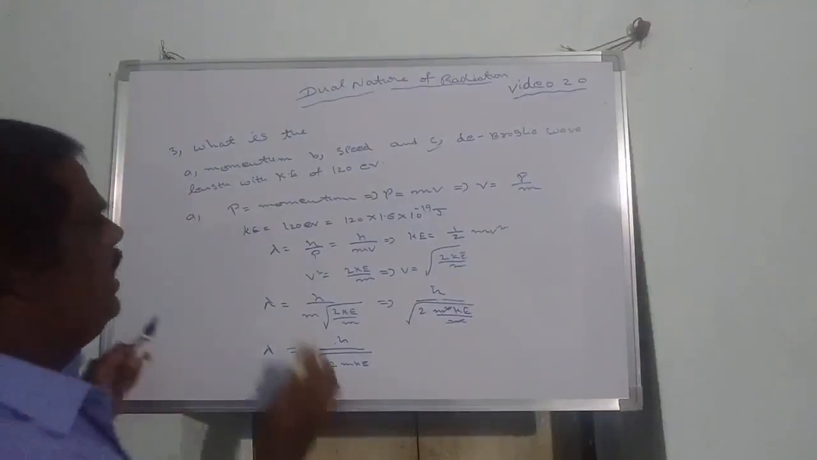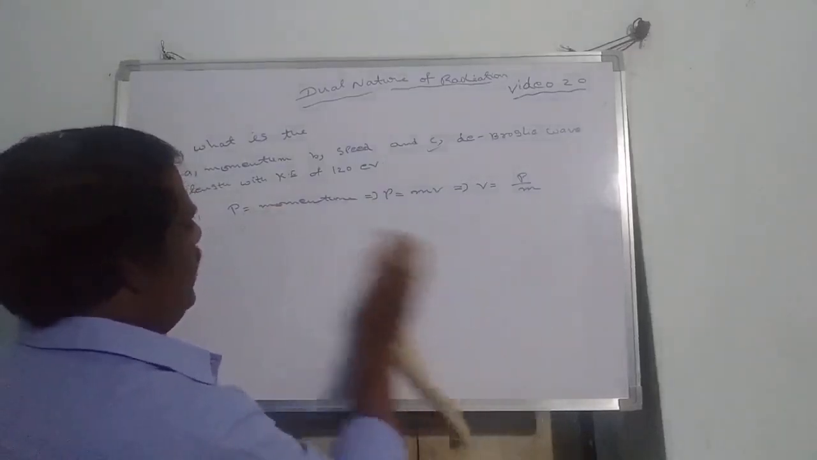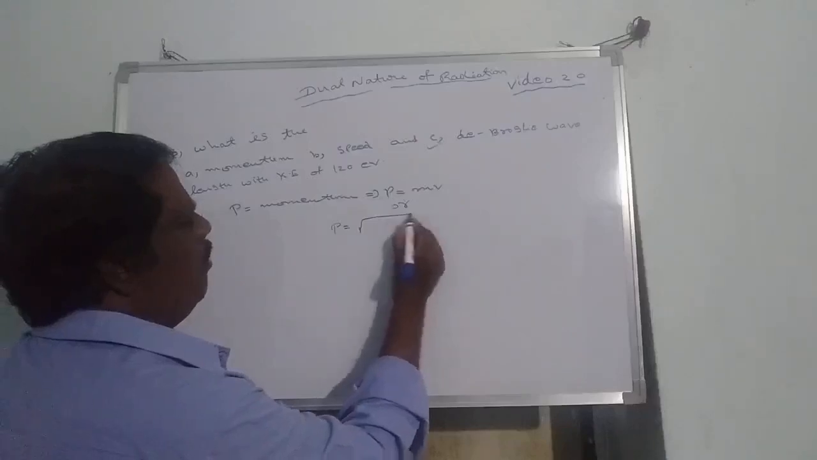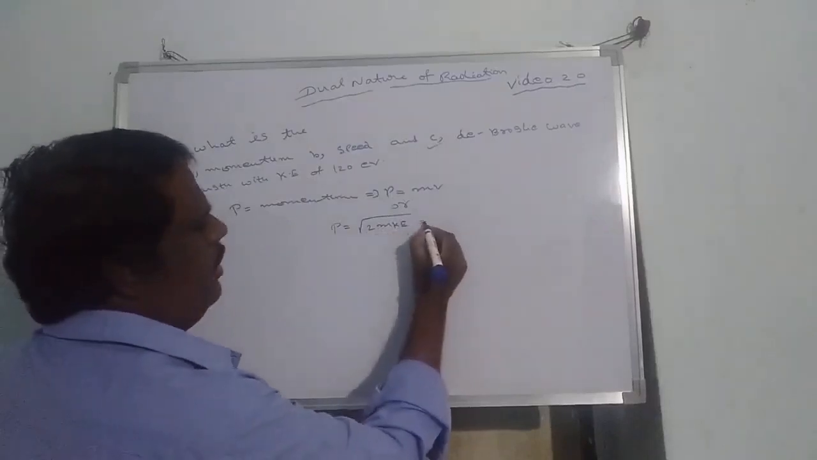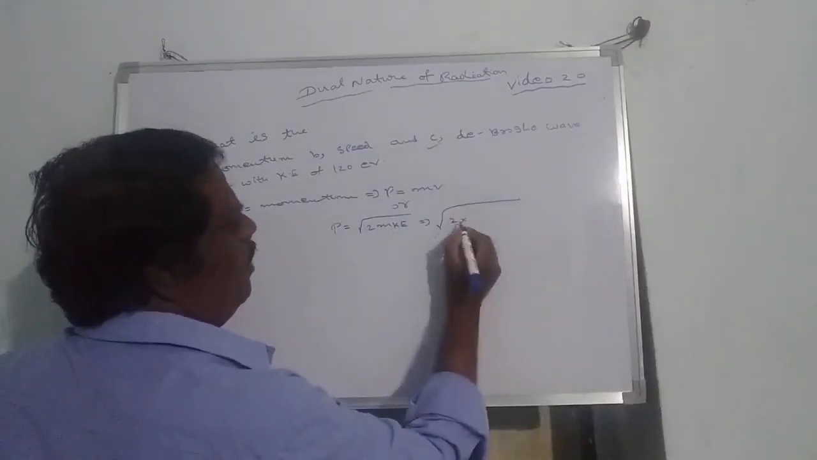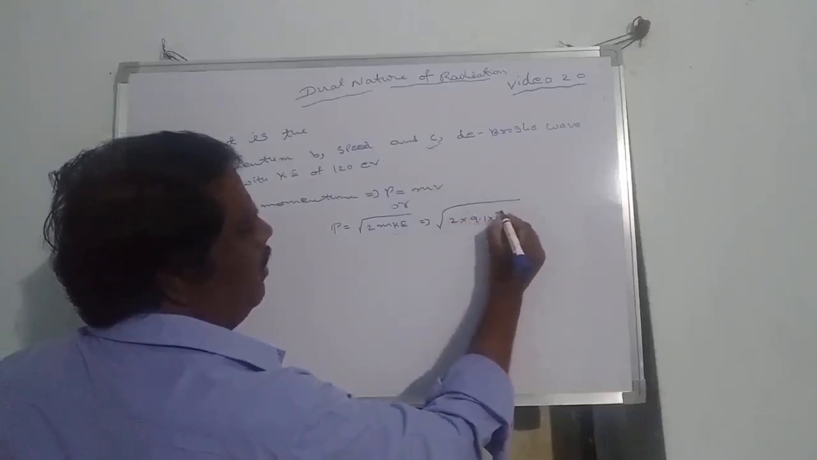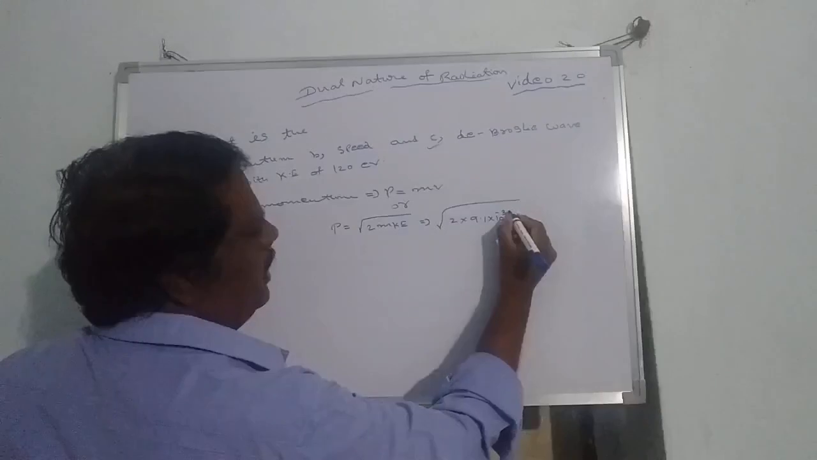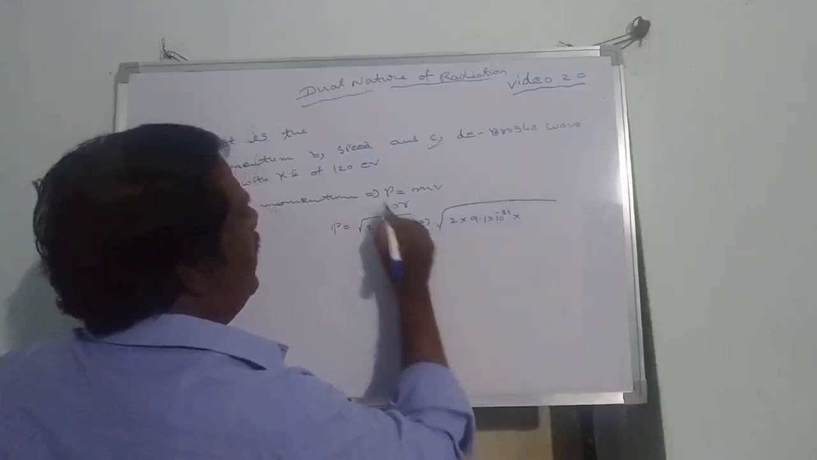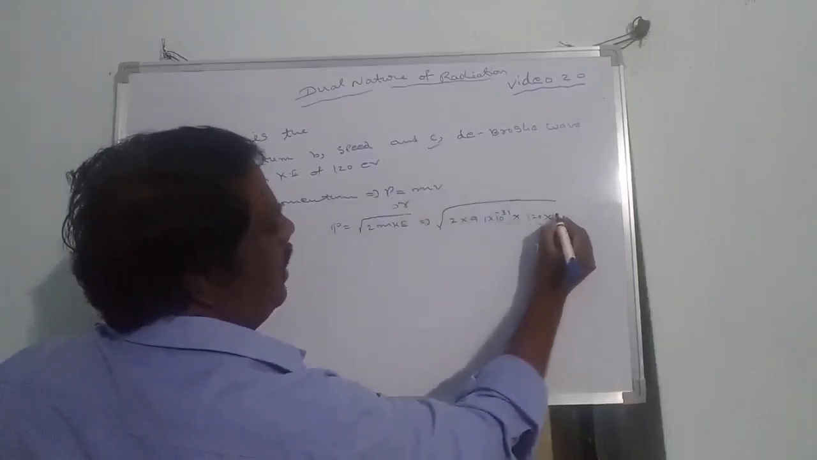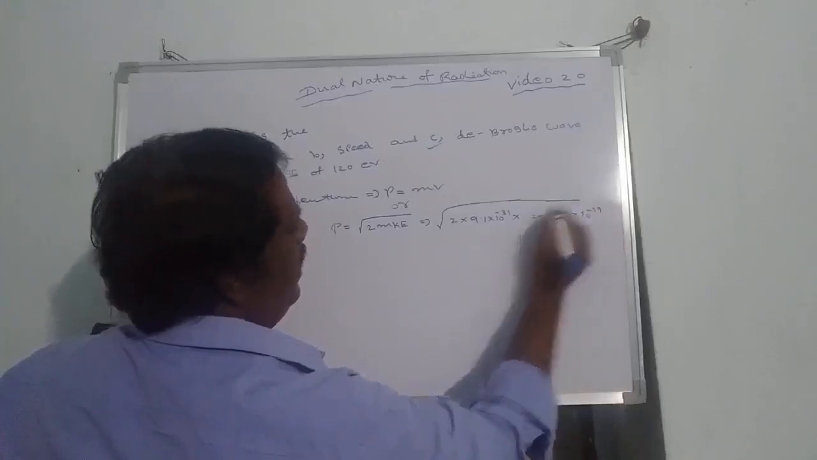First we have to calculate the momentum. How do we calculate the momentum of the particle? P is equal to root 2mKE. This we have already solved. Root 2 times m, the mass of the charged particle, here an electron, 9.1 into 10 to the power of minus 31, times kinetic energy, which is given as 120 electron volt, 120 into 1.6 into 10 to the power of minus 19.